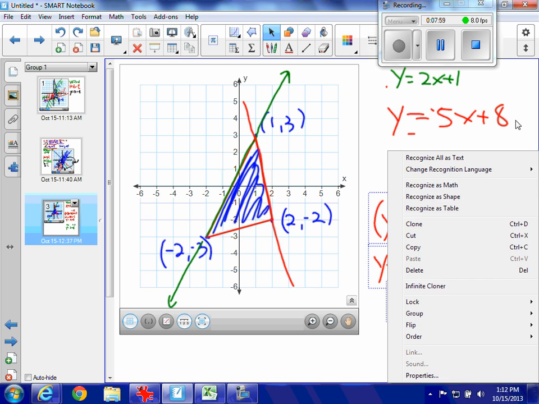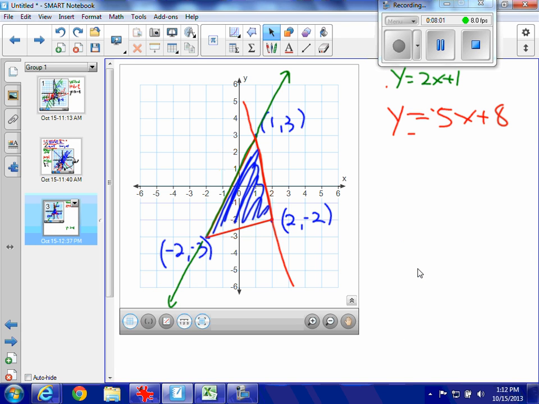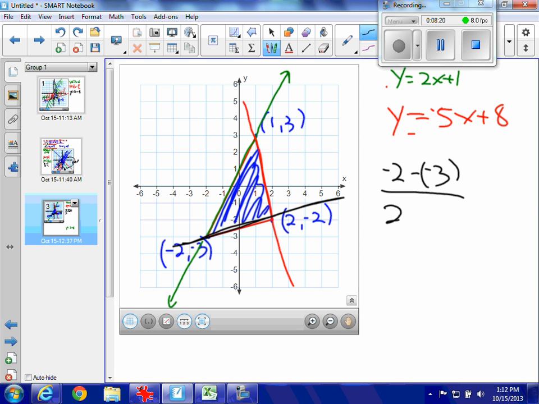And now I have to do my third line. I'll make it in black. It's this one down here. Okay, so I'm going to follow the same process. I'm going to do my slope, negative 2 minus negative 3 over 2 minus negative 2. And that gives me 1 over 4. So there's my slope of that line, 1 over 4.